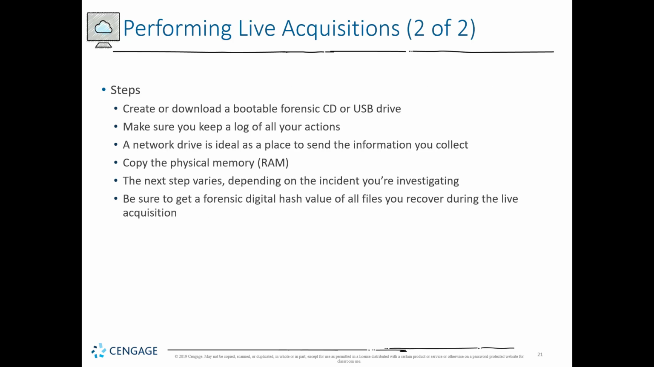So the steps for performing a live acquisition: create a bootable forensics disk. Make sure to keep logs and documentation of everything. A network drive is also ideal for placing this information. Copy the physical RAM. The next step varies depending on the incident, but be sure to get a forensics hash of all the files you recovered during the live acquisition.